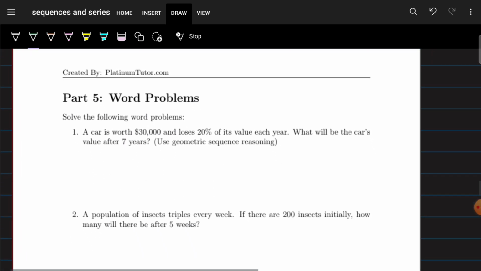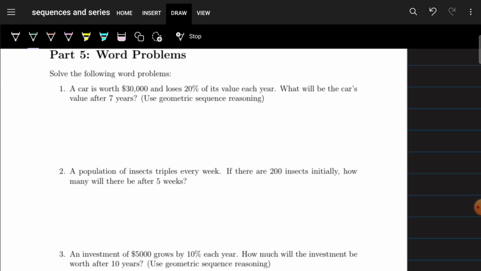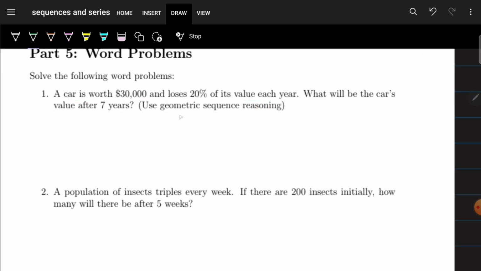All right. So let's look at some word problems now. So we have that a car is worth 30,000 and loses 20% of its value each year. What will be the car's value after 7 years? And we want to use geometric sequence reasoning. Okay, so I'm a visual person, so I'm going to draw some stuff out first. So first, it's the car. So what do we want to find? What will be the car's value? Okay, we want to find the car's value.